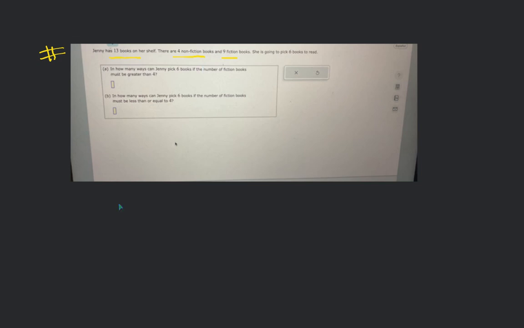So it must be greater than four. If you look at this, let's write fiction as F and non-fiction as NF. How many fiction books are there? We have nine fiction books and four non-fiction books. And in total we have 13 books. Let me just write it. And she wants to pick six books.